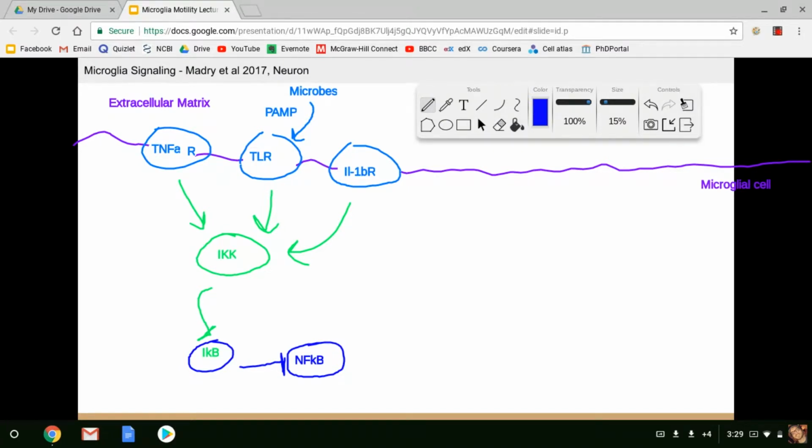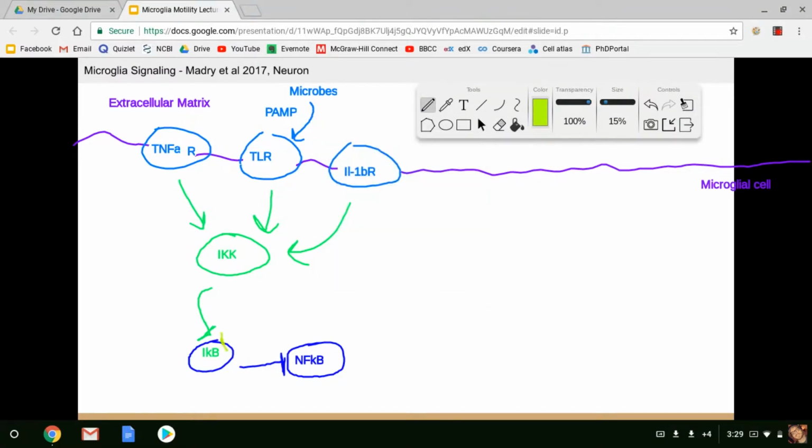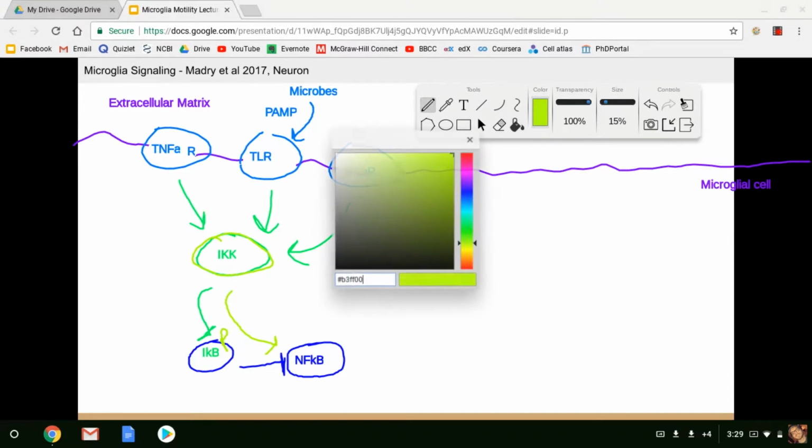The inhibitor of kappa beta kinase phosphorylates this protein, the inhibitor of kappa beta, and this inhibits NF-kappa beta, or leads to the activation of NF-kappa beta. So if you look through this double negative, IKK can be said as activating NF-kappa beta. You just have to see through the double negative.